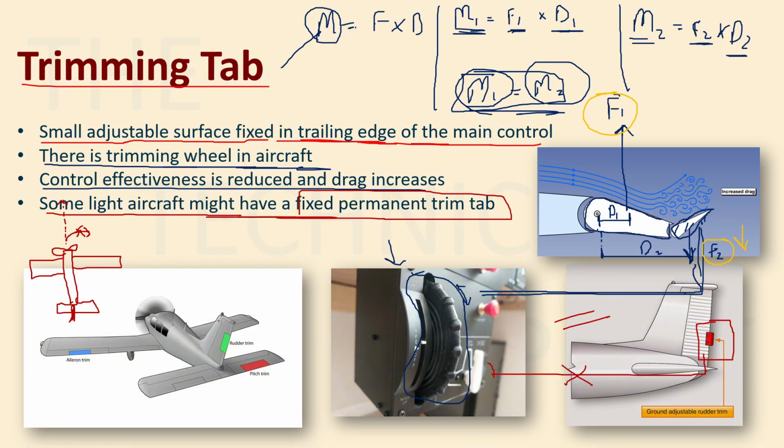They can be adjusted only on the ground. That's why they are also called ground adjustable trim, right? If it's fitted on the rudder, then it will be a rudder trim.